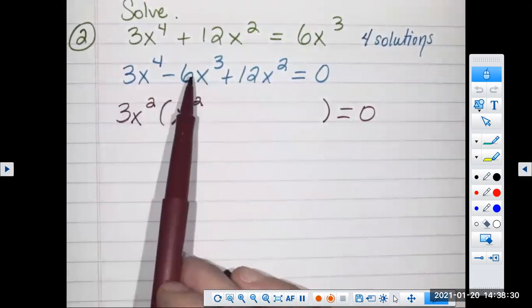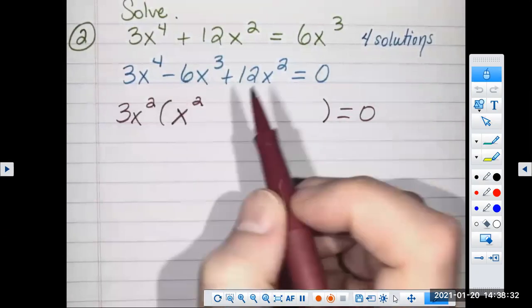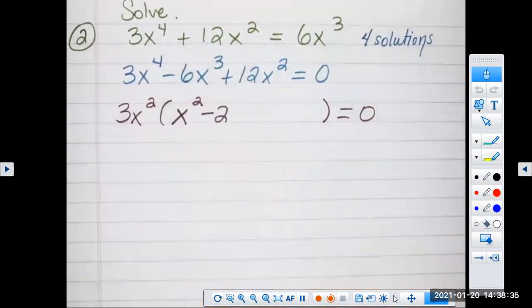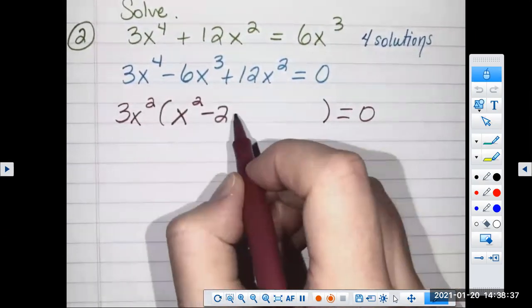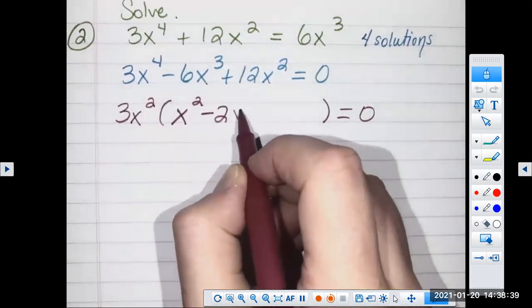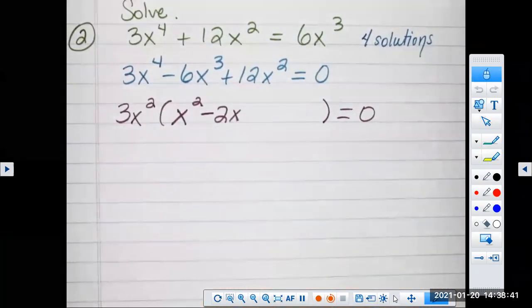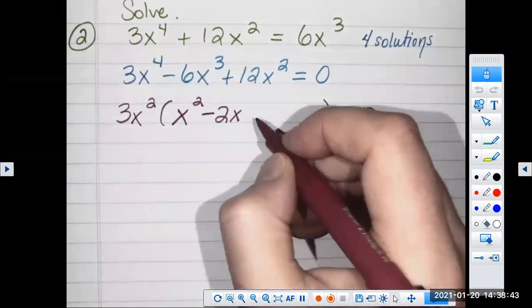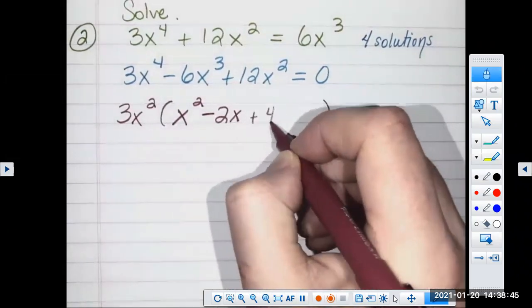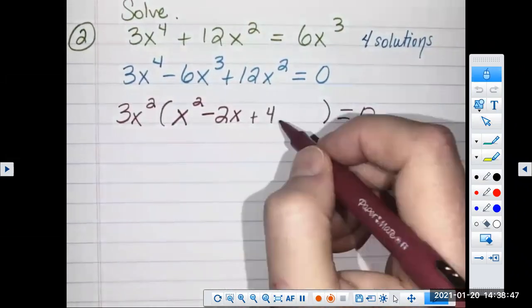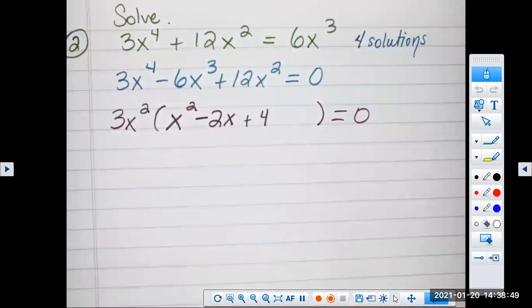And then all you do is divide. Good, you're left with 2. And then x to the what? Good, x to the first. And then at the end, we have plus 4. And then I don't have anything.